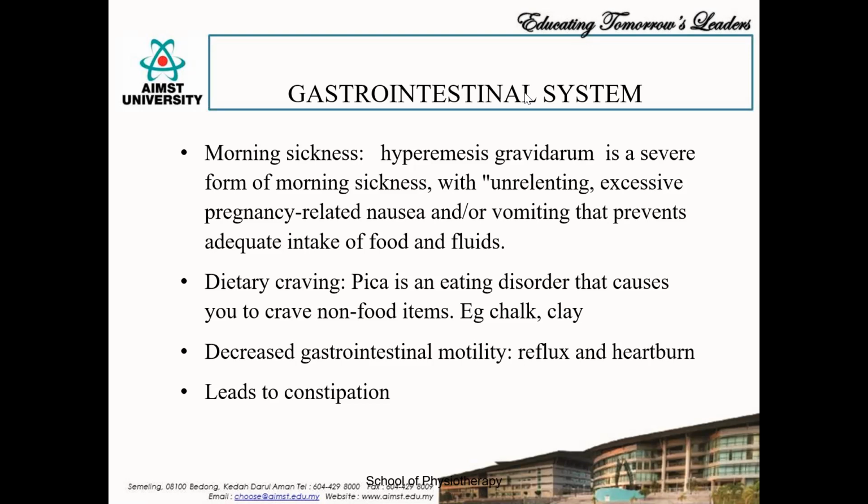And since all the smooth muscles undergo relaxation, the abdomen is also undergoing relaxation, which will lead to constipation, because the food particles will be there in the abdomen for a very long time, and because of that there will be a lot of water absorption taking place. So that's why you feel constipation.